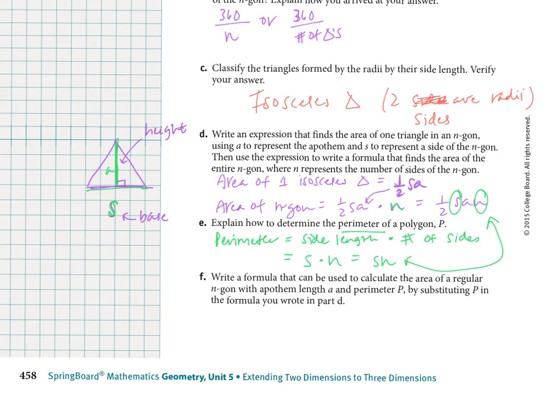We're going to substitute P in the formula we wrote for part D. So let's say S times n is equal to P. Wherever we see an S and n, we're going to put a P in its spot. So instead of 1/2 S times A times n, we're going to have 1/2 A times P. Do you see how the S and the n were substituted by the P? That's what we're looking at right here.